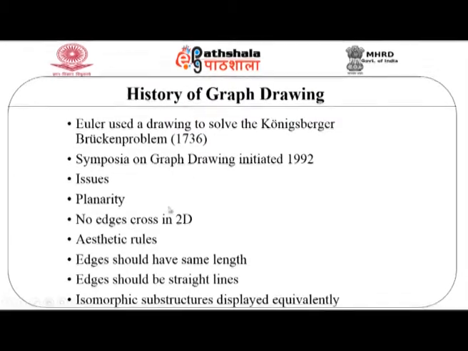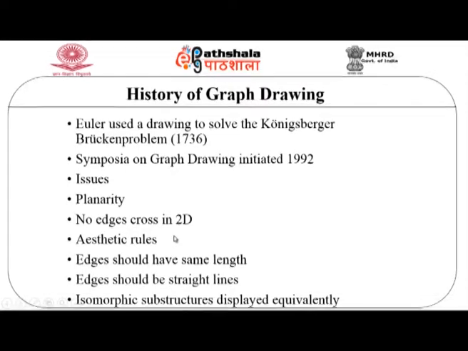If you look at the history of graph drawing algorithms, we can see that Euler used a drawing to solve the Königsberg problem in the year 1736. Later on in 1992, in a symposium, we had a graph drawing initiative. Then we looked at the issues of graph drawing. Some of the issues in graph drawing are planarity, and there should not be any edge crossing in the case of 2D graph drawings. There are aesthetic rules that are supposed to be followed in the graph drawing approaches.